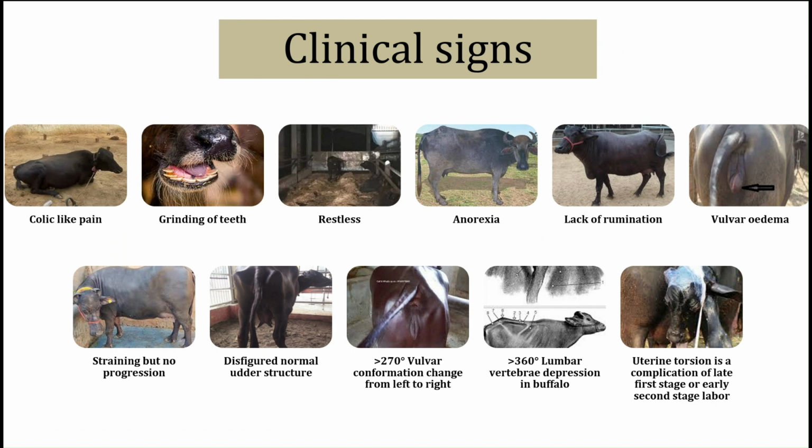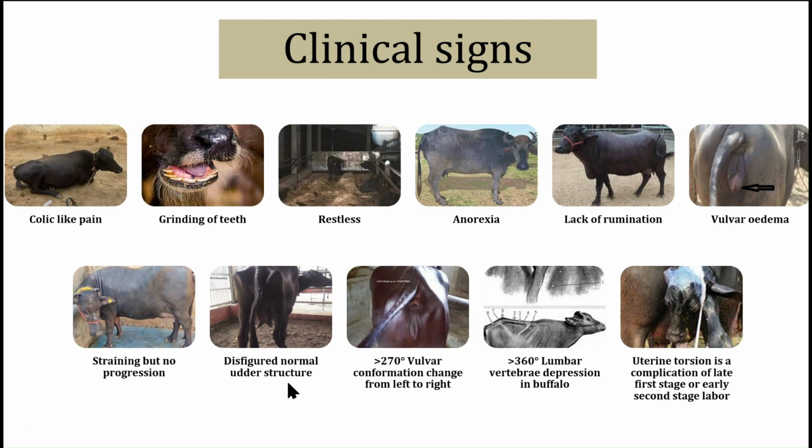These are the clinical signs associated with uterine torsion in animals: there will be severe pain in the abdomen, grinding of the teeth, the animal will be restless, anorexic, taking less feed and water, there will be lack of rumination, vulvar edema and swelling. The animal will be straining but with no progression, and there will be no delivery of the fetus.